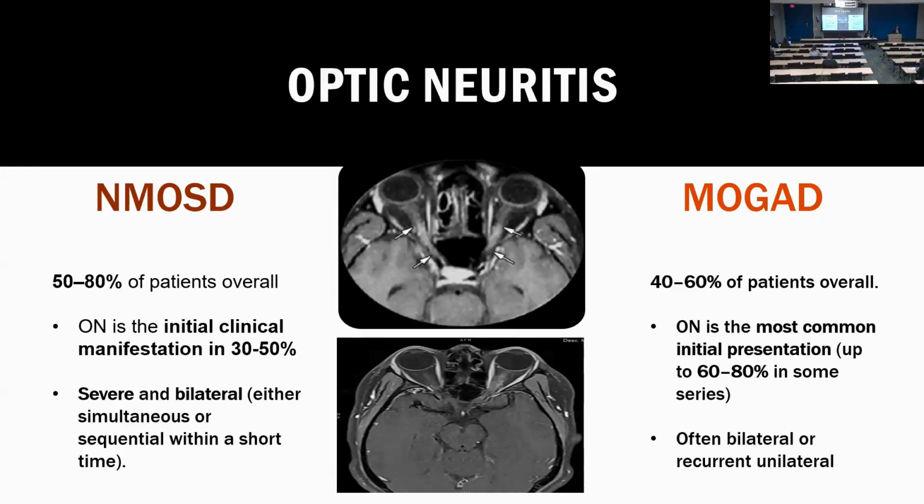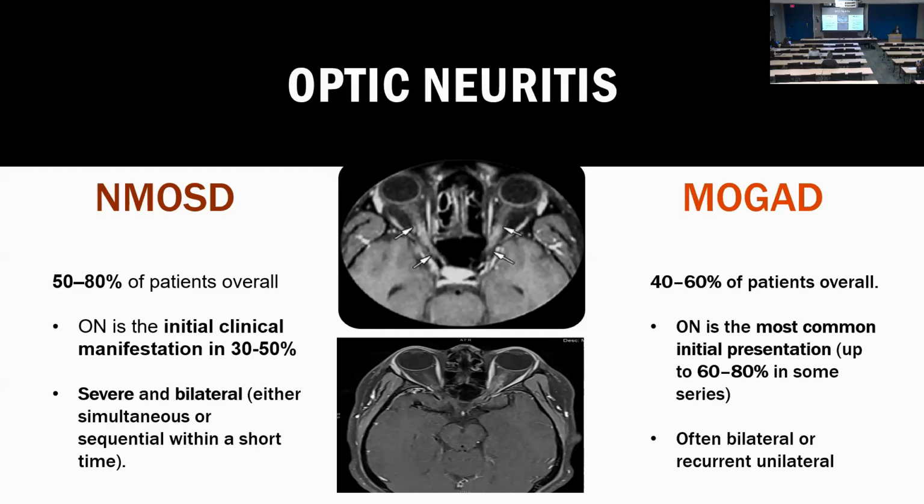Now, talking about optic neuritis, I want to touch on that a little bit because this is a very, very important symptom. It can be an initial manifestation in 30 to 50% of NMOSD patients, and it can be as high as 60 to 80% in MOG-associated disease. And these individuals can actually have optic neuritis during their disease course at any time. So in MOGAD, it could be up to 40 to 60%. In NMOSD, it could be up to 50 and 80%.